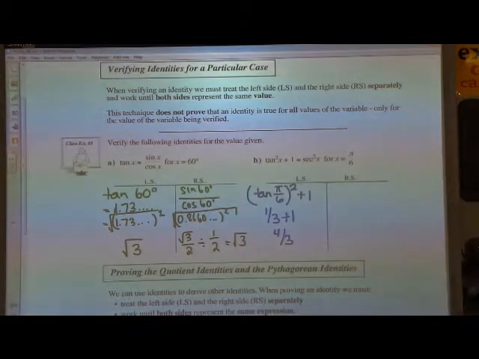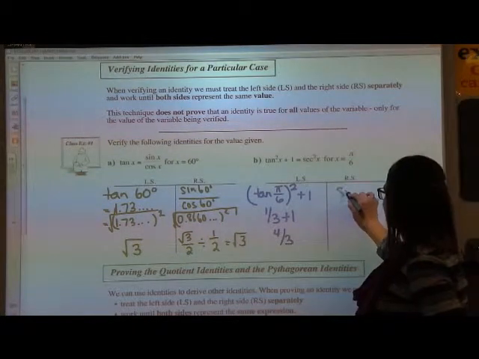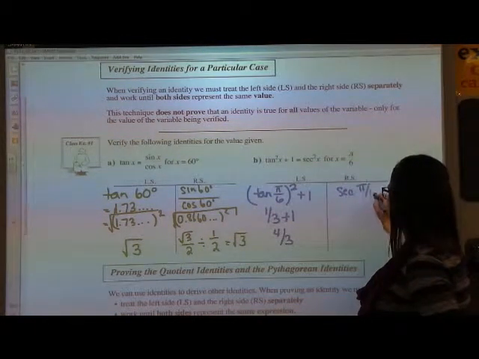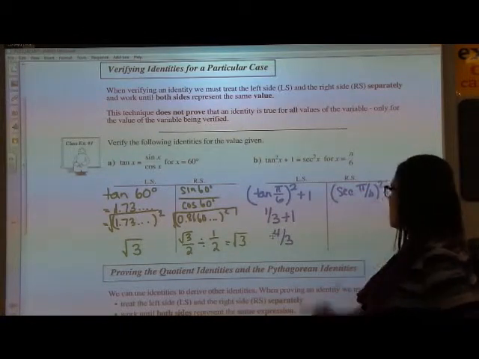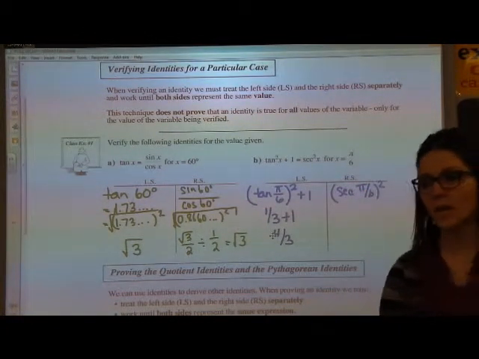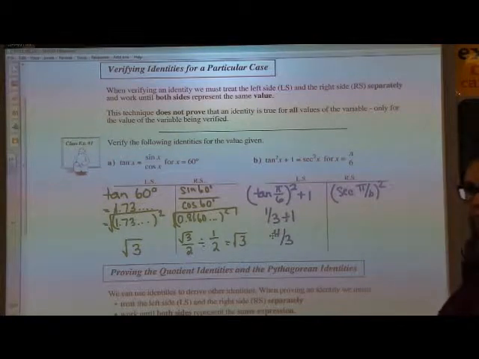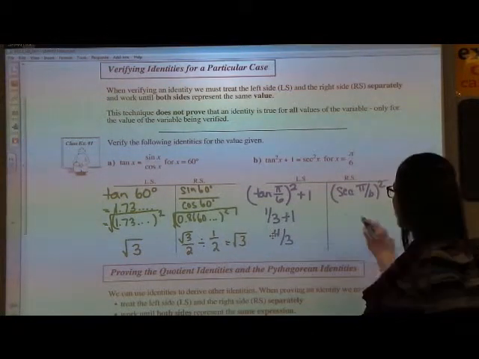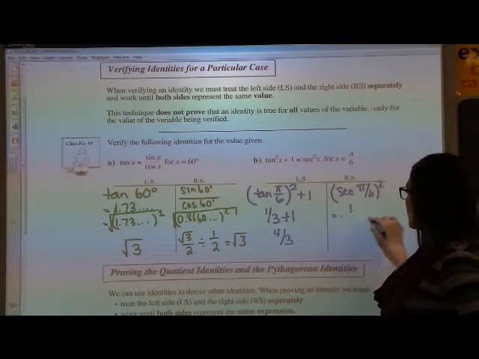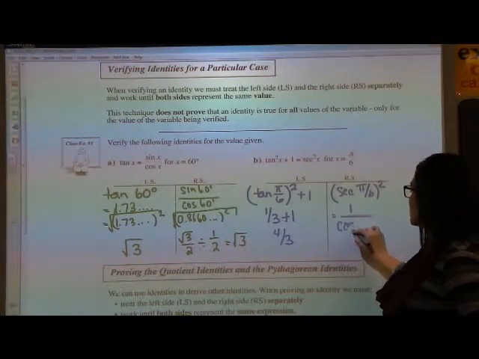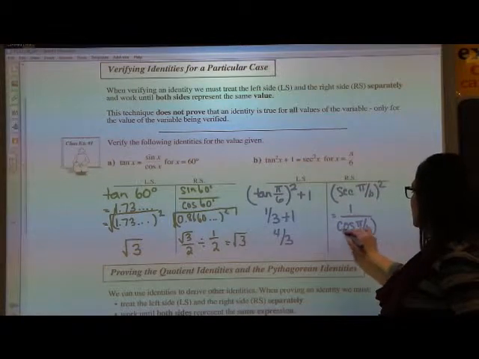Then we have secant squared x. So that would be secant pi over 6 squared, but I don't have a secant button on my calculator. What do I have on my calculator? Cos. So this becomes 1 over cos pi over 6 squared.